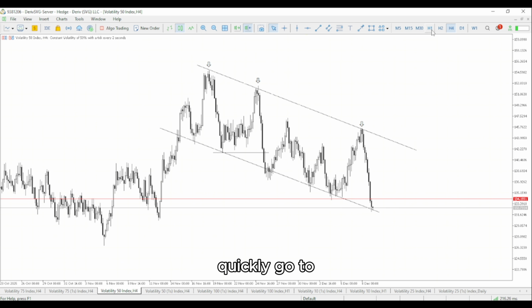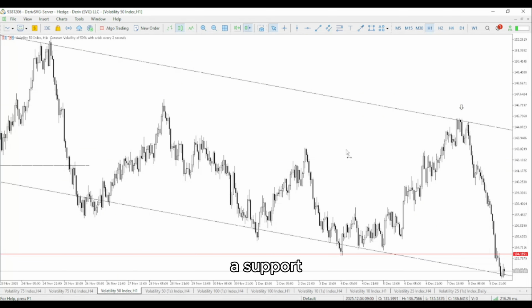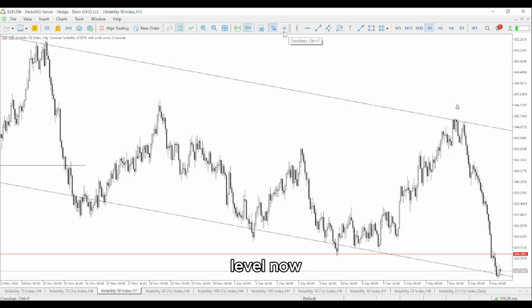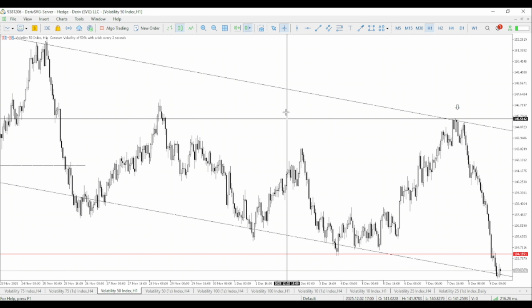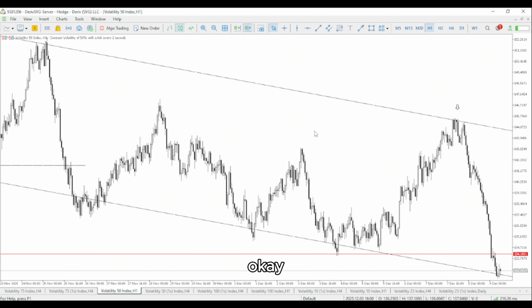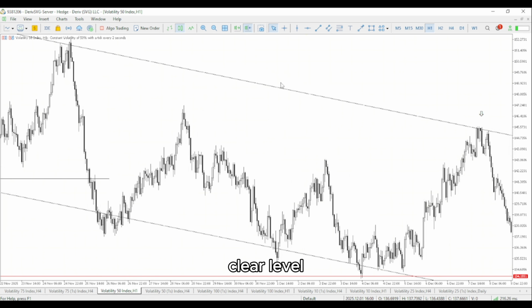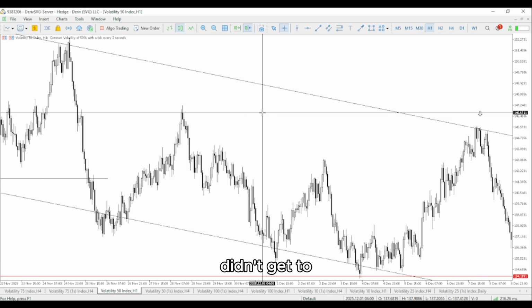So now let's quickly go to the H1 time frame and see if we could get maybe a support or a resistance level. Now let's just check this out. Let's check this out to see if we could get something here. Okay, there was no clear level at this point. This level is above it.